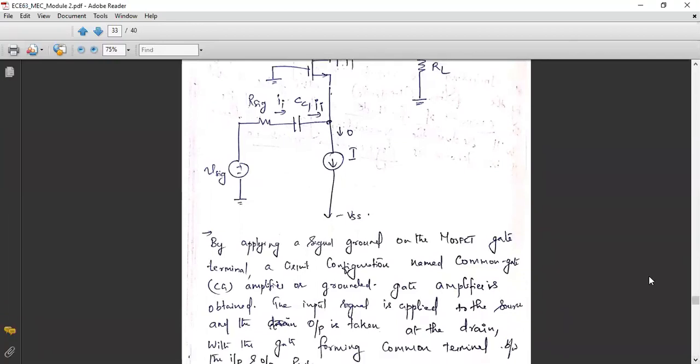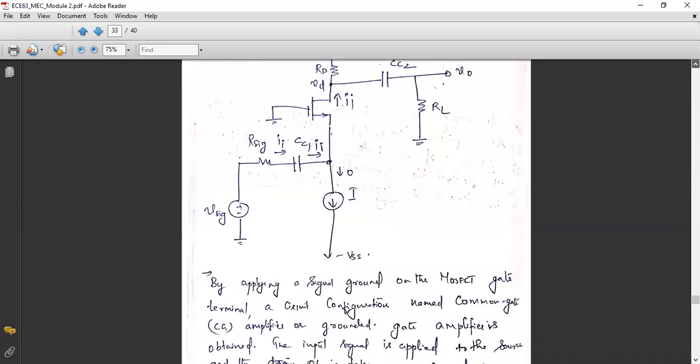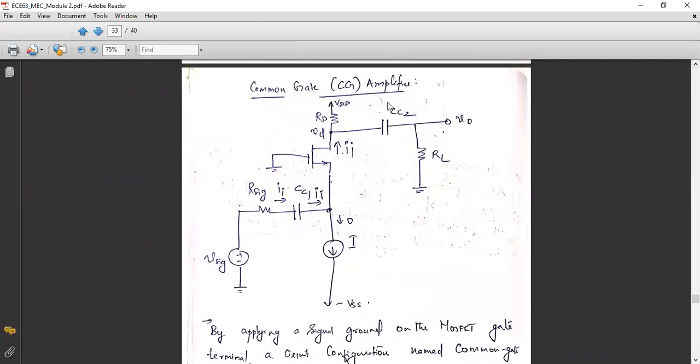So that was the circuit diagram. This is a common gate amplifier where the gate is common to both input and output side. At the input you have the source, and at the output you have the drain. Input is given to the source and output is taken from the drain. As the gate is common to both input and output, it is known as common gate amplifier. As you can see here, the gate is directly grounded. VSIG is the input which is to be amplified, and V0 is the output which is taken across the drain.